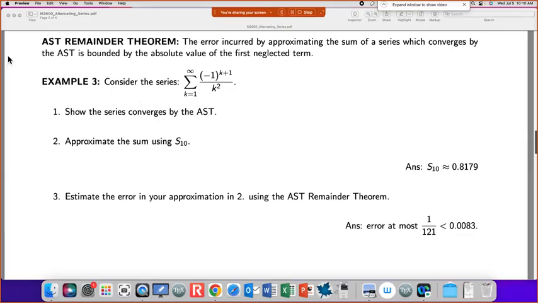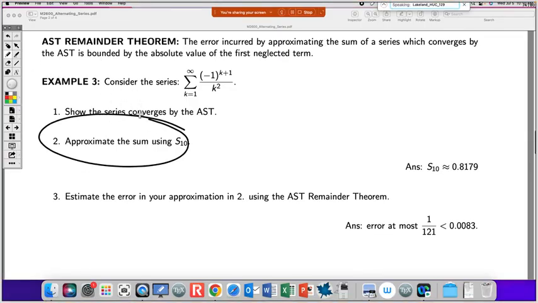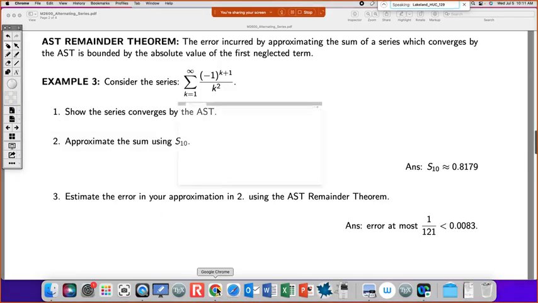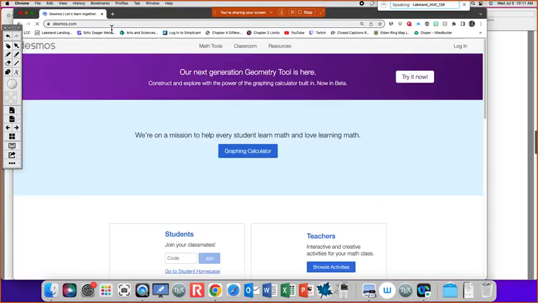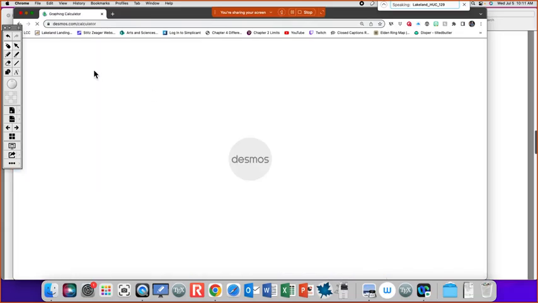Approximate the sum using S10. Okay, we're going to use Desmos for this, right? My intention for you, especially during the summer, is not to sit down and do a bunch of this arithmetic by hand. I think that's cruel. So let's go over to Desmos.